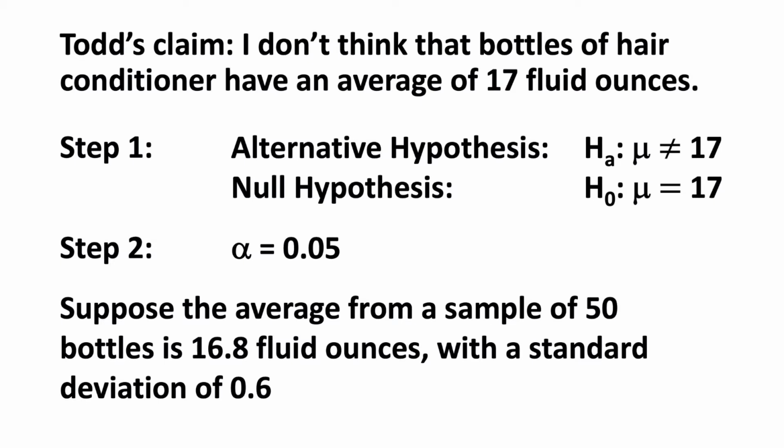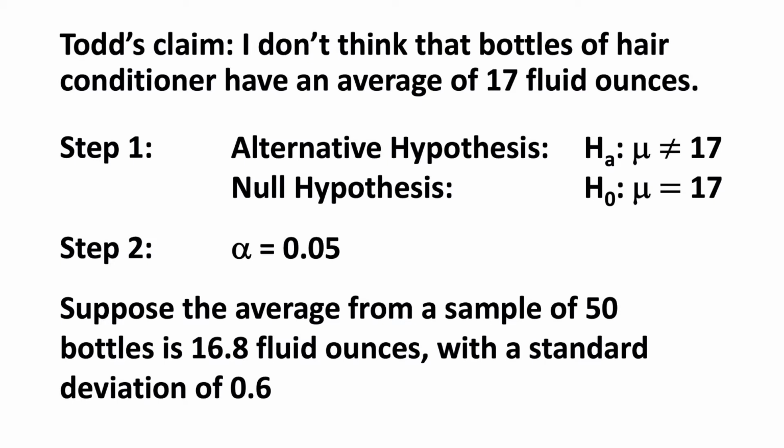So, as always, you take your claim, and that's your alternative hypothesis. So, H subscript A is mu is not equal to 17. Again, this is a not equal claim about a population mean value. And I'm testing that claim against a null hypothesis that the average is 17 ounces. So that's written as H subscript naught is mu equals 17.